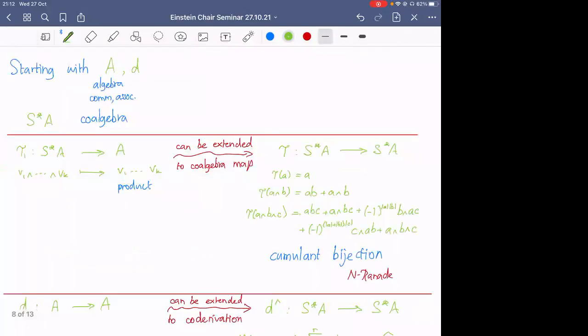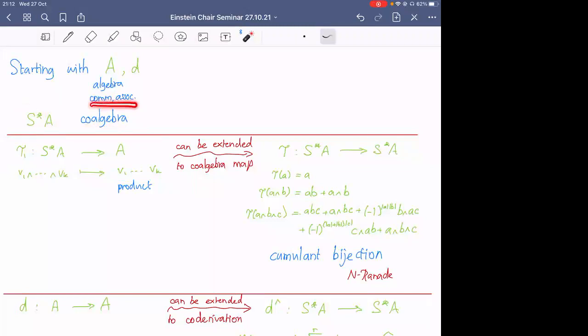which now enables us to fit the higher infinitesimal cumulants into some sort of interesting picture. So what do we got? We're starting with the algebra, which is commutative and associative, and a D, which has D squared equal to 0, but it does not satisfy Leibniz. Okay, and we've just seen that S star A has a natural coalgebra structure.